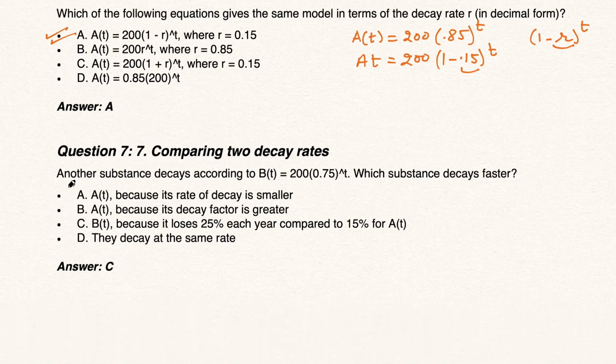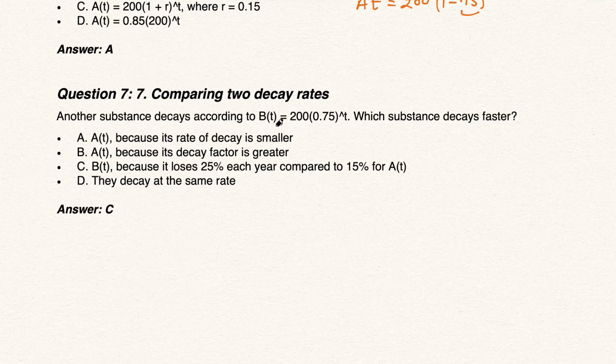Okay, comparing two decay rates. B(t) is equal to 200 times 0.75. See, now it's important here. Calculate r: 0.75 is 1 minus r. So r is equal to 1 minus 0.75. That means 0.25. And in our actual situation, what is r? It's 0.15. So this decay rate is higher.